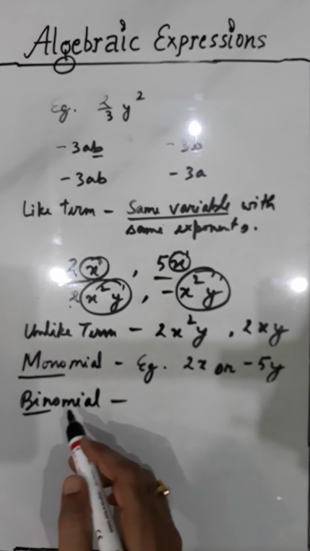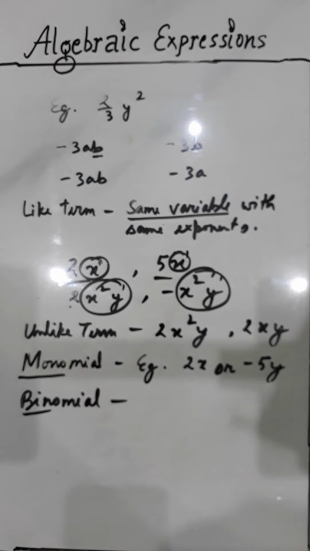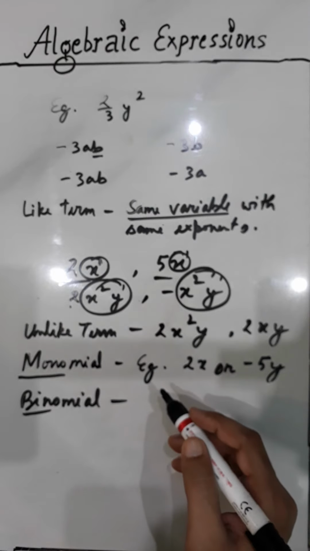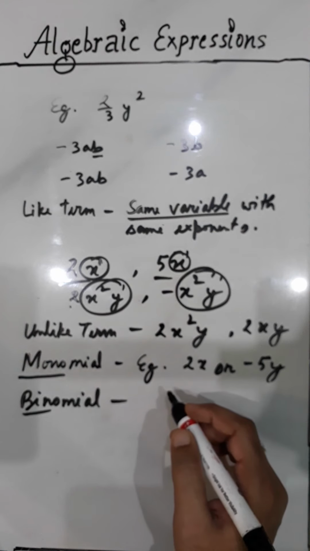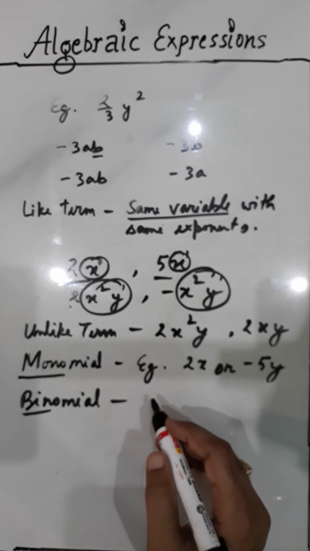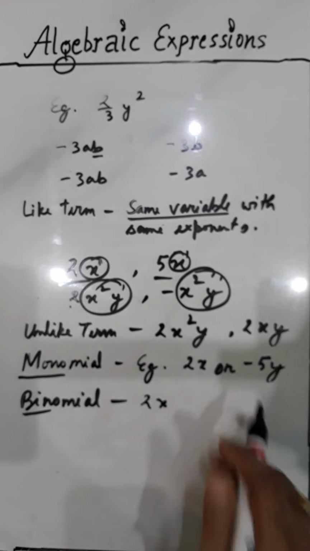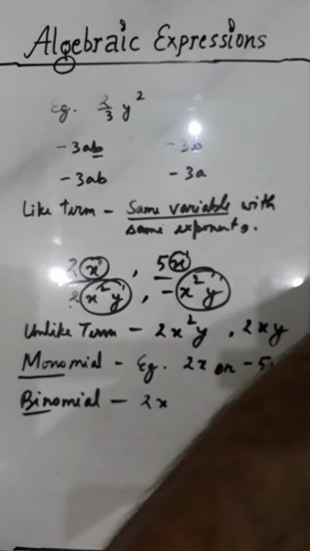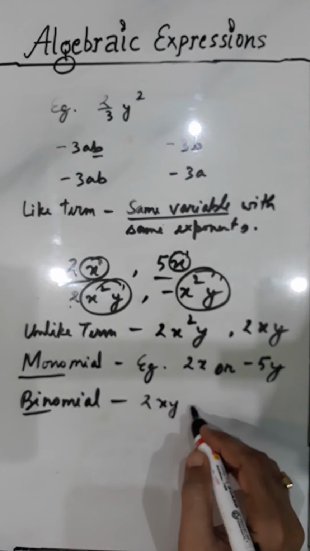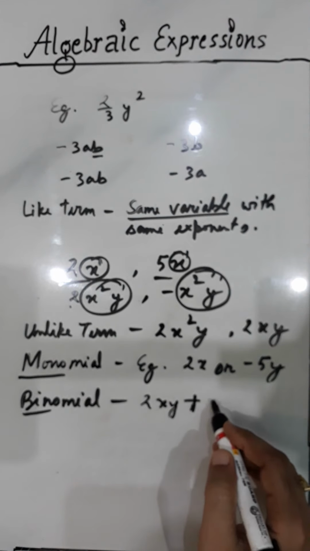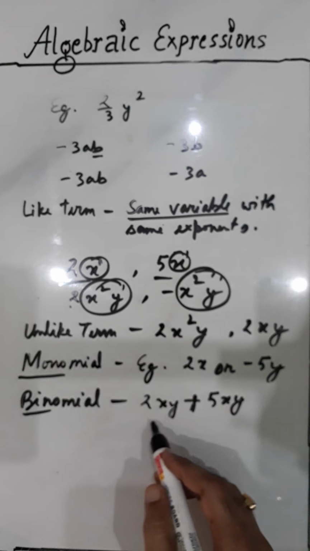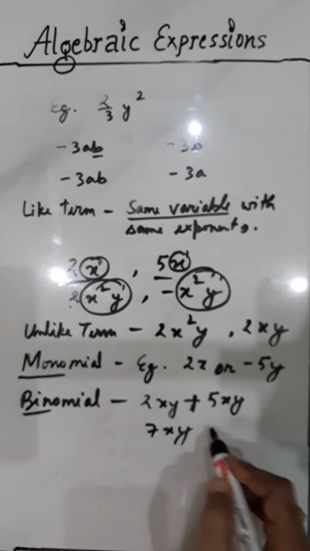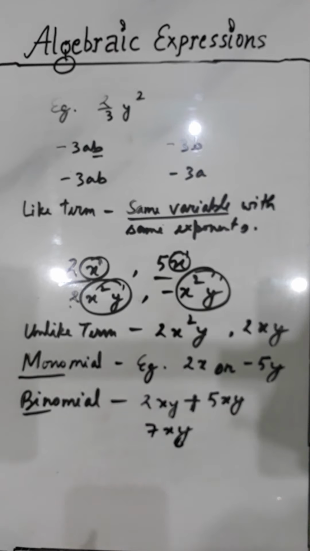Then let's see another term, that is binomial. When you see binomial, bi means 2. Since over here it is binomial, there will be 2 terms, but not like, they will be unlike. So the expression that contains two unlike terms is called binomial. For example, if we have written 2xy and if you have taken another example, say plus 5xy, then this is not binomial, because they both are like terms and they can be added, and thus the result will be 7xy. So that is why it is not binomial.